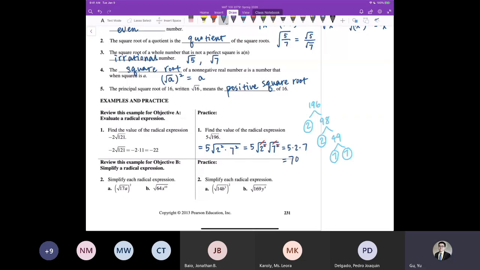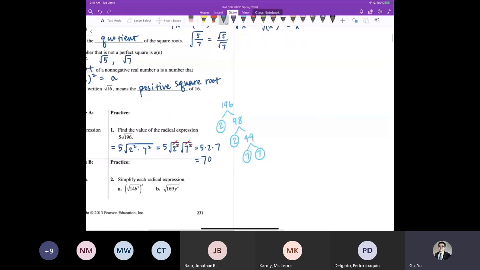This is if you don't know that 196 is 14 squared. If you do know 196 is 14 squared, then you will do a slightly different way, but essentially the same thing. So you will start with the same expression, and then you're going to rewrite 196 as 14 squared. That is if you know that 196 is 14 squared. And then you cross out the inverse operation, square root and the square cancel out. You will have 5 times 14, and that is also 70.